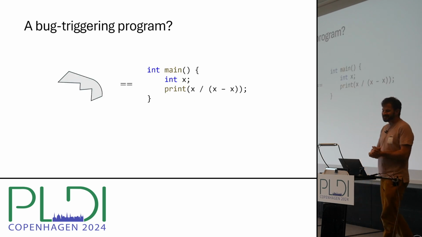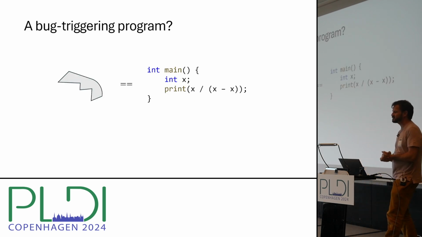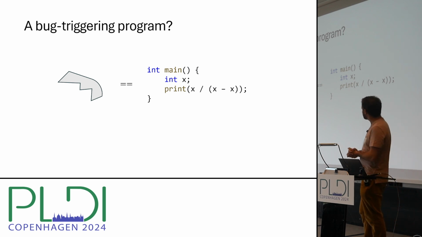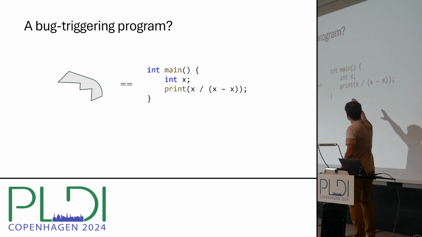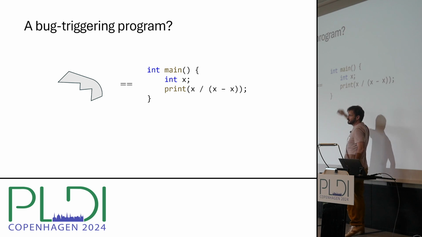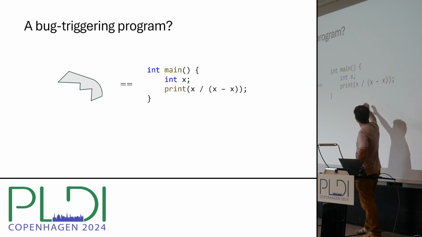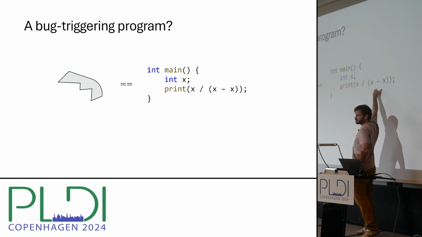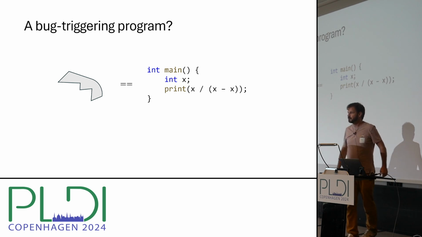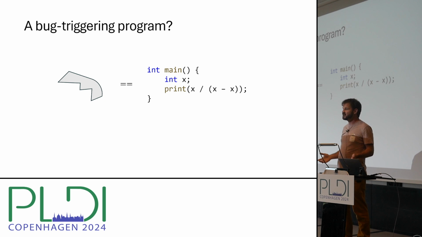The problem is that if you do test case reduction carelessly, this very small program probably isn't going to be a bug-triggering program. It's probably going to be a program that does something really silly, like declares a variable but doesn't initialize it, and then maybe prints the result of dividing that variable by the difference of itself with itself. This program has got multiple undefined behaviors.